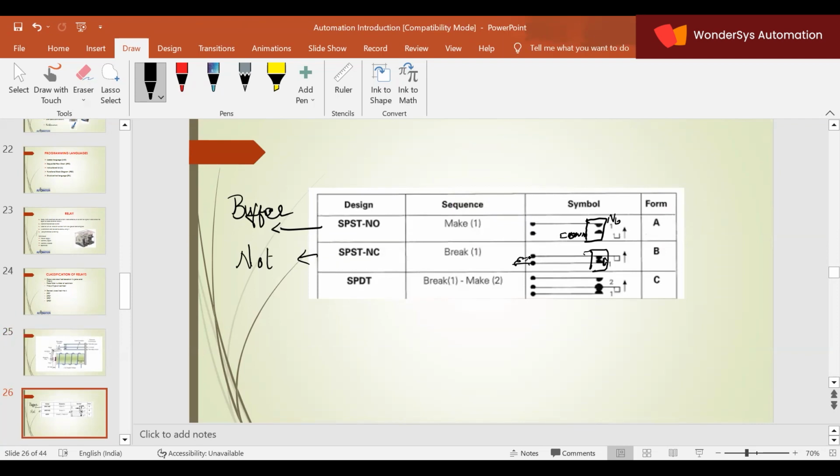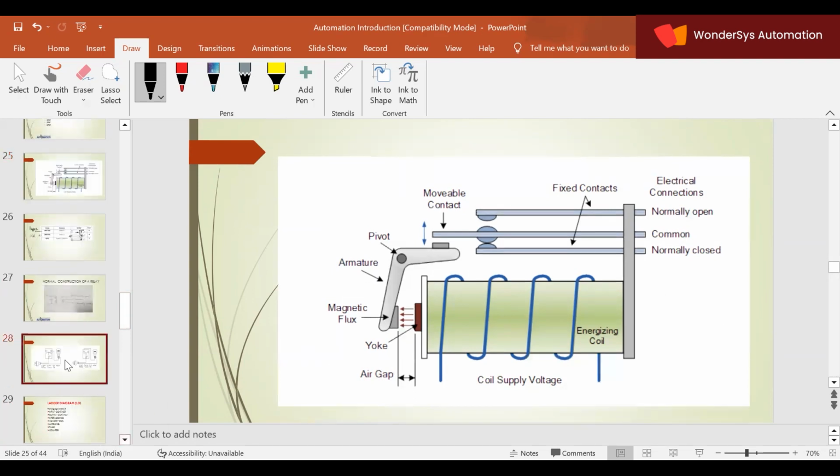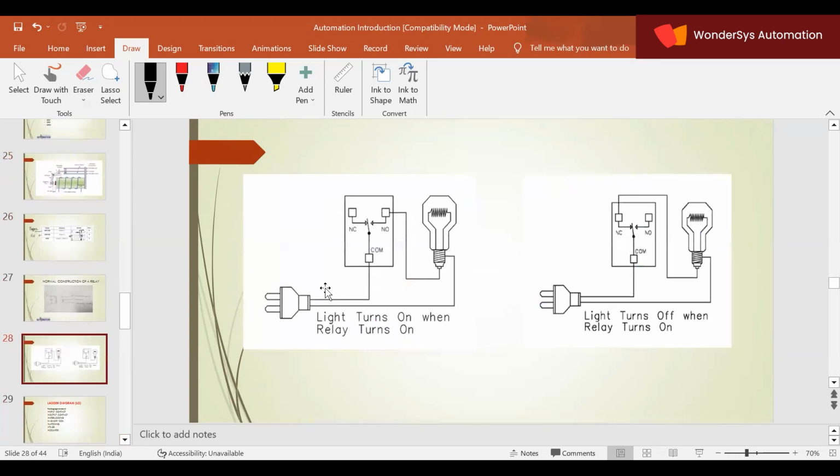So we'll be getting an output here, this side. Now, when I apply voltage here, this will break the contact, making the output element off. This is an NC connection. So this is the relay working. Here you can see they have shown clearly.